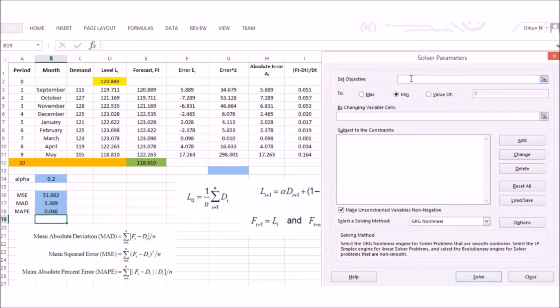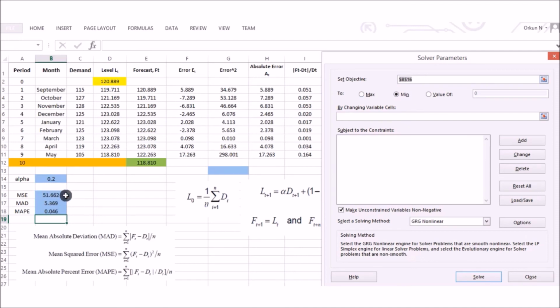And now I am going to select one of my error measurements. I can select MSE, MAD, MAPE, whatever I want. In this example, I'm going to choose MSE. So my objective is to minimize MSE and find the best value of alpha, and my constraint is that alpha must be between 0 and 1. So my objective is B16. So B16 is this cell.